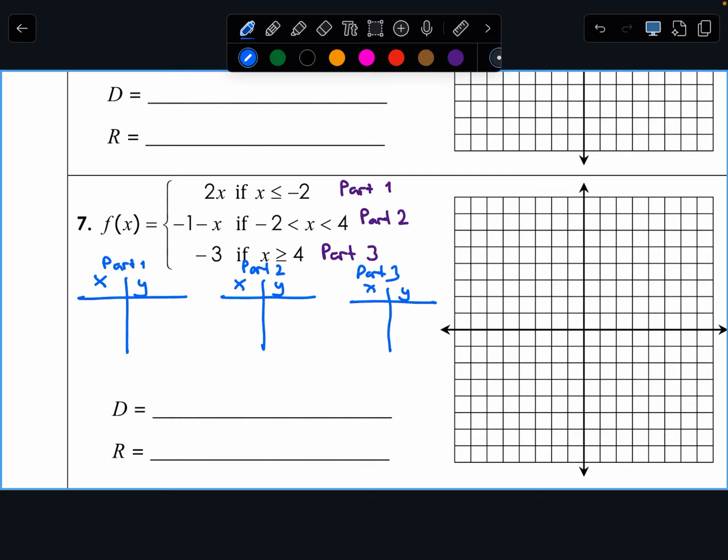Remember, we check to see what the endpoint is. The endpoint is going to come after that phrase, "if." So what does part 1 say after if? Less than or equal to -2. So that means our endpoint is going to be -2, so we're going to put -2 on this table.